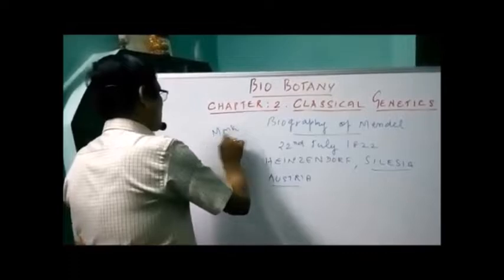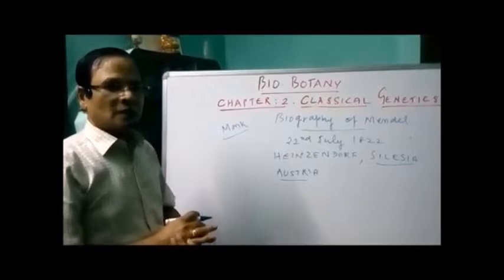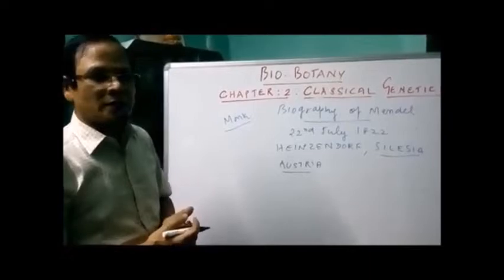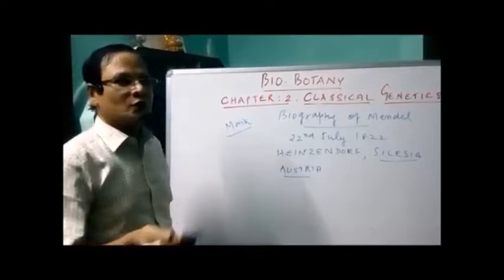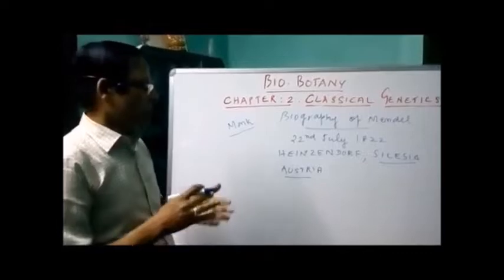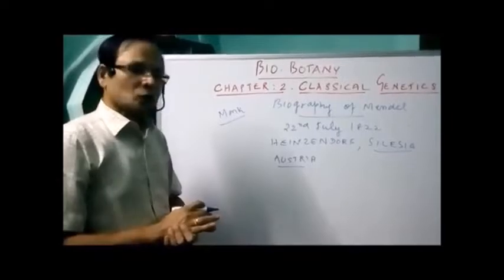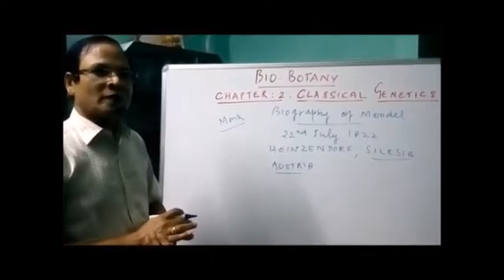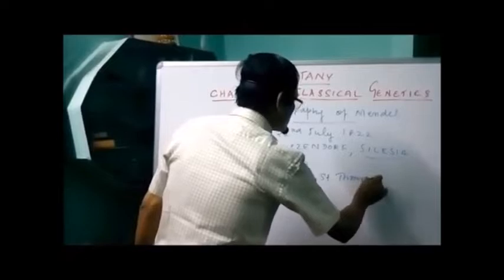A priest. After completing his school studies, he reached the Augustine monastery and then went to Vienna to study mathematics and natural science, that is botany, and physics. He admitted himself at the University of Vienna and studied physics, mathematics and then botany. Then after completing his course in the university, he returned to one monastery, the St. Thomas Monastery.